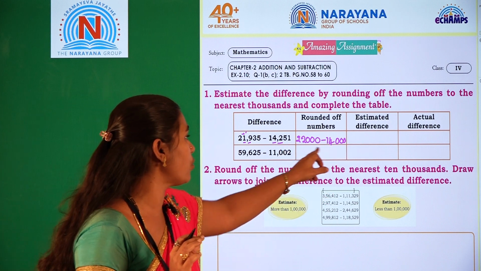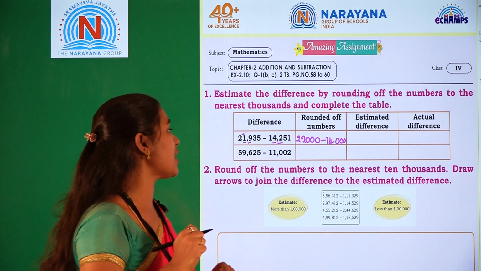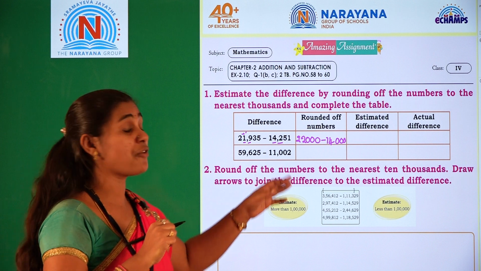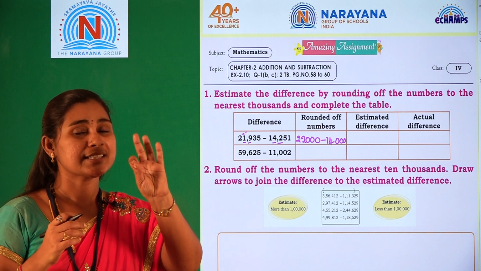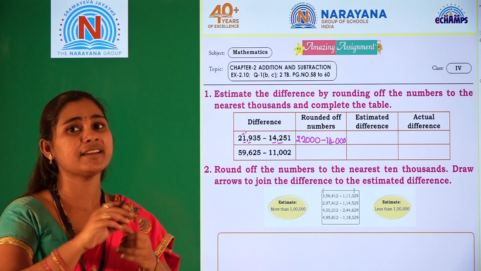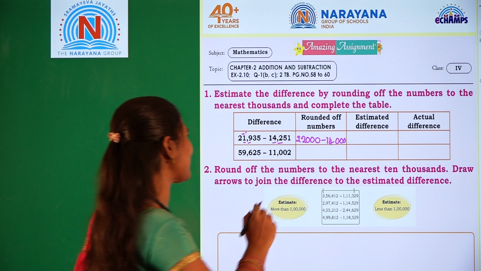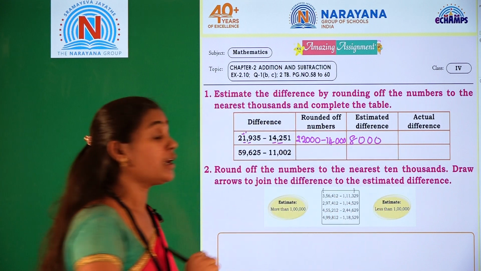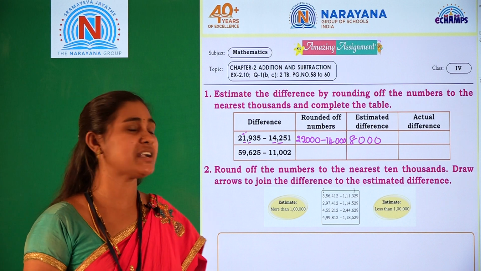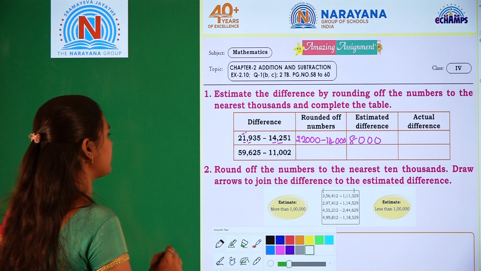Now the second blank they have given us is the estimated difference. We have to find the estimated difference. Yes, 22,000 minus 14,000. What is 14? After 14, count 15, 16, 17, 18, 19, 20, 21, 22, which means 8,000. Very good my dears, 8,000. Now we have to find the actual difference.